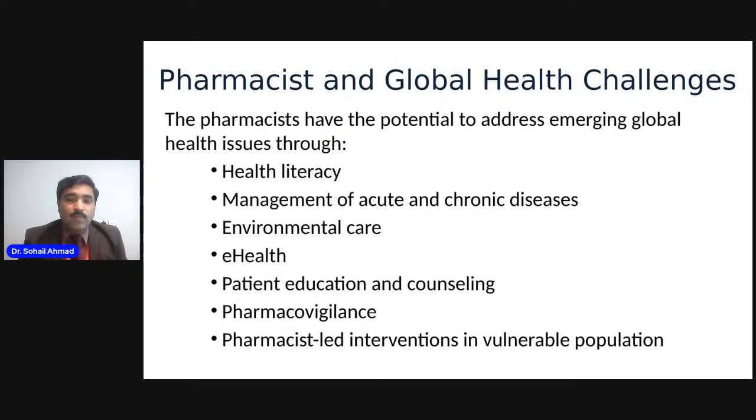So in the vulnerable populations, you may include, for example, patients who have a compromised immune system, patients with the extremes of age, geriatrics, pediatrics, lactating mothers, pregnant women. So there also the pharmacists need to take the initiative to ensure the rational use of medicine among these populations.